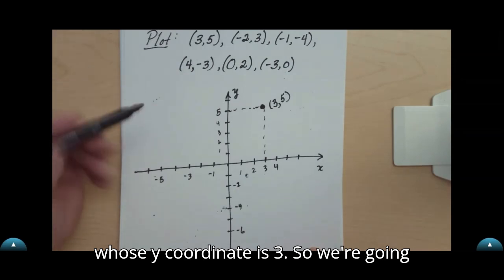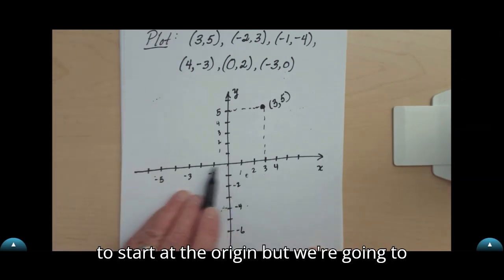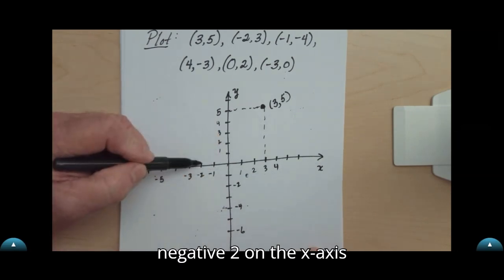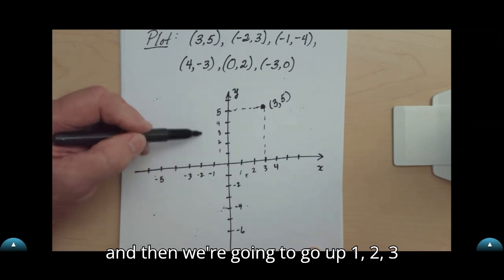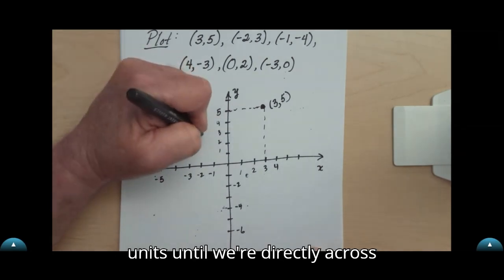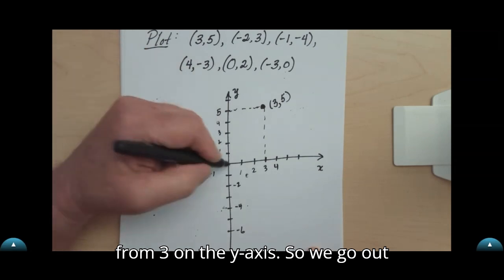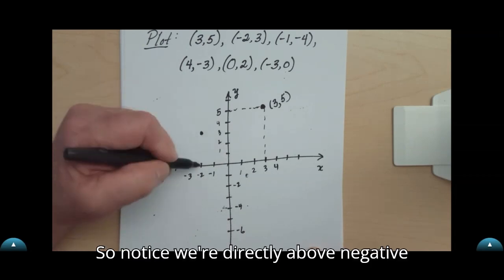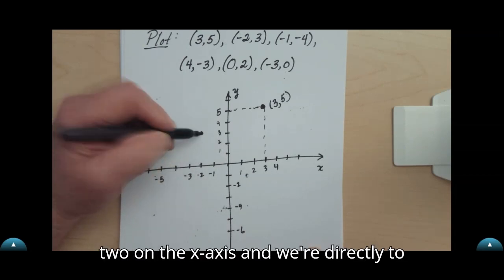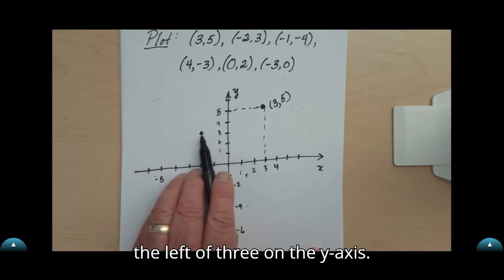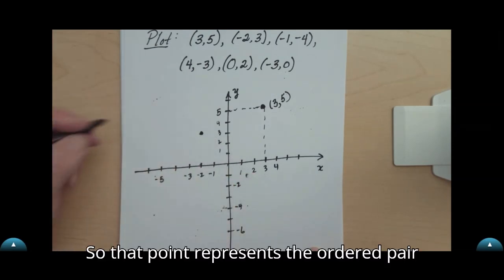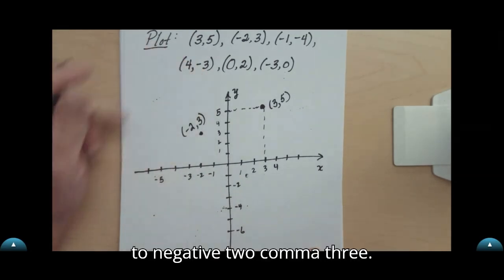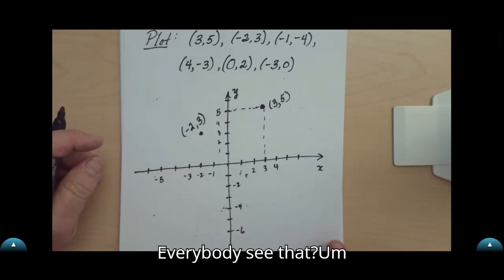Okay, so here we want to plot the point whose x coordinate is -2 and whose y coordinate is 3. So we're going to start at the origin, but we're going to go 2 units to the left till we get to -2 on the x-axis. And then we're going to go up 1, 2, 3 units until we're directly across from 3 on the y-axis. Notice we're directly above -2 on the x-axis, and directly to the left of 3 on the y-axis. So that point represents the ordered pair (-2, 3). Everybody see that?